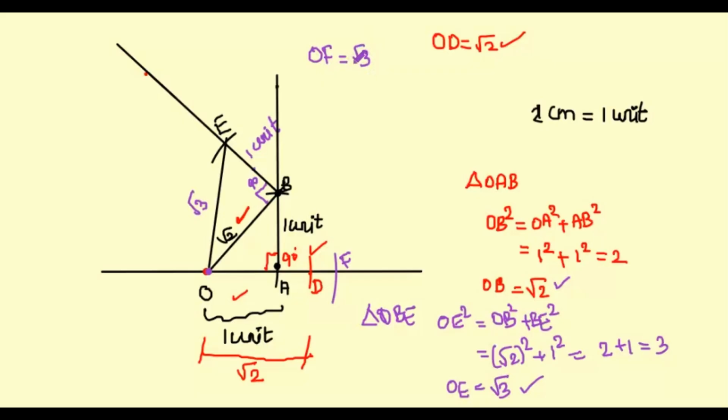So in this diagram, we have found what root 2 is on a number line, which is OD, and what root 3 is on a number line, which is OF. So from O to F, we found this is nothing but the root 3 value. So this is how we need to draw the irrational number on a number line.